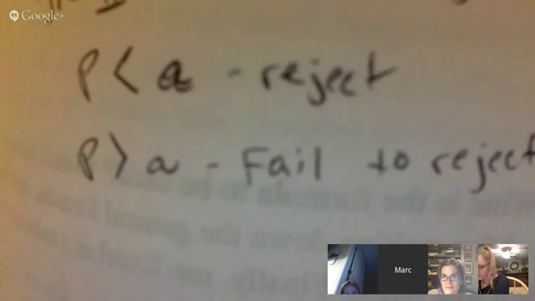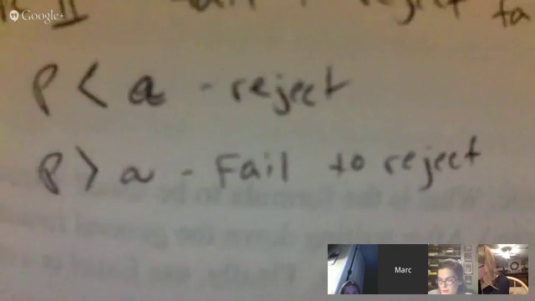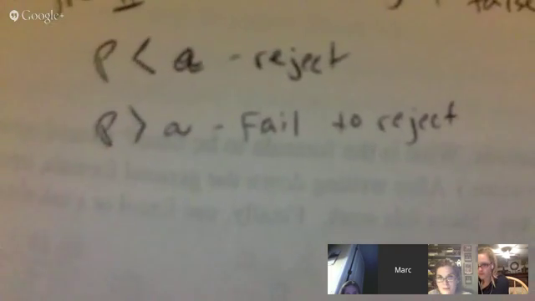I wrote that down again. I just wrote P and then the less than sign. I don't know if you can see it. I'm going to share my screen so you can see. That's what I did, just to make it easier for notes. If it's less than A, you reject it. If it's greater than A, you fail to reject it. That's much better, it's fewer words.